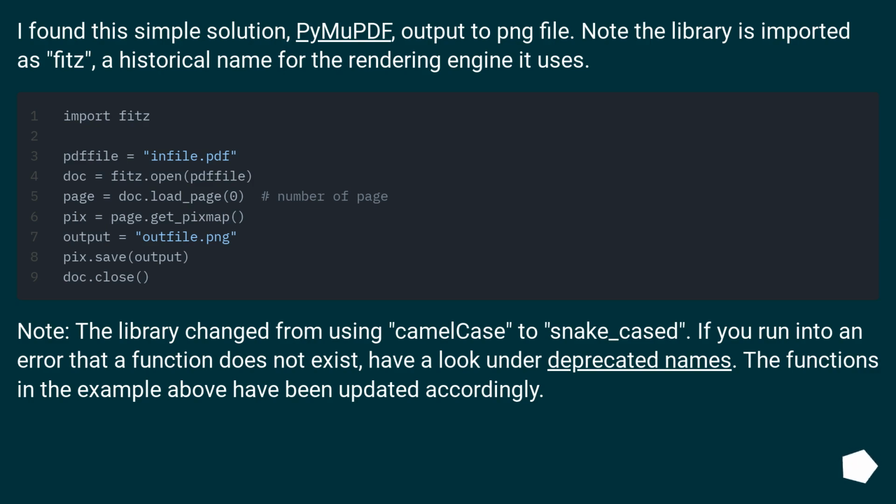I found this simple solution, PyMuPDF, output to PNG file. Note the library is imported as fitz, a historical name for the rendering engine it uses. Note, the library changed from using camel case to snake_case. If you run into an error that a function does not exist, have a look under deprecated names. The functions in the example above have been updated accordingly.